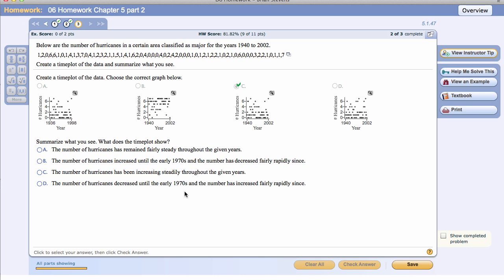Summarize what you see. What does the time plot show? Well, it doesn't really do much. This one might be a general increase. I would say it's remained fairly steady through the given years. It hasn't been generally increasing or decreasing. On mine, it's been fairly steady.